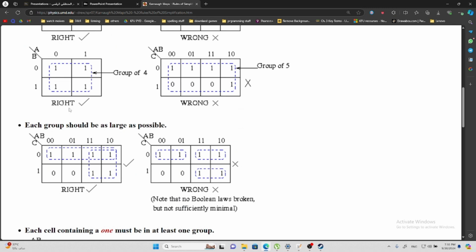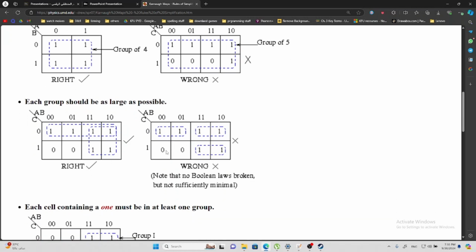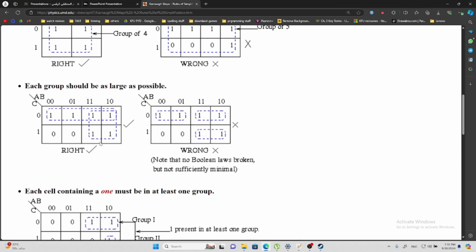Then we go to the rule after, which is each group should be as large as possible. Well, this is also a very good rule. Here you have this table and this table, which are all identical. One grouping has a group of 4 and then a group of 4 as well. But in this grouping you have a group of 2, group of 2, group of 2. Well, this grouping is technically not incorrect, but it is not the most minimized that you can get, because it's very important to note that the larger the group is, the fewer literals, the fewer variables, you will have in each term.